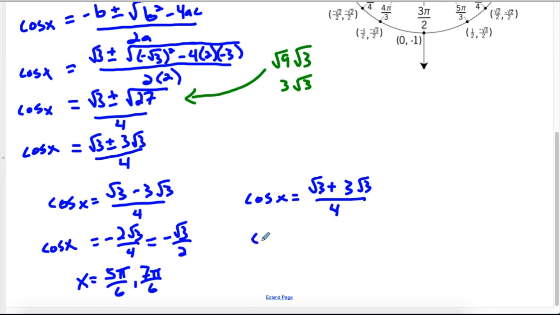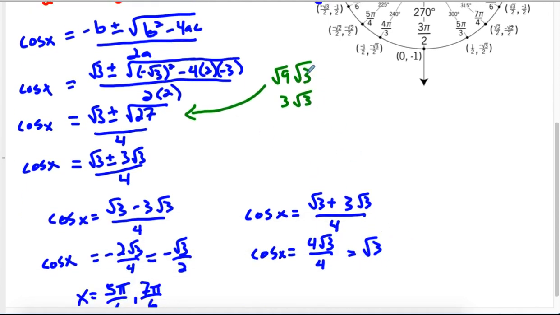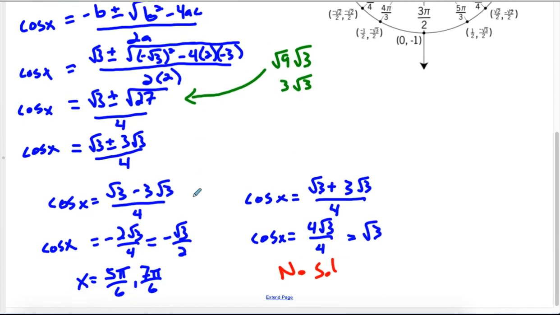Now for this one, 1 square root of 3 plus 3 square roots of 3 would be 4 square roots of 3 over 4. The 4's would cancel, and this would just be square root of 3. Now, square root of 3 is not in the range of cosine, right? Cosine's largest value is 1, smallest value is negative 1. The square root of 3 is greater than 1, so this piece yields no solutions. So I only get two answers here, 5 pi over 6 and 7 pi over 6.